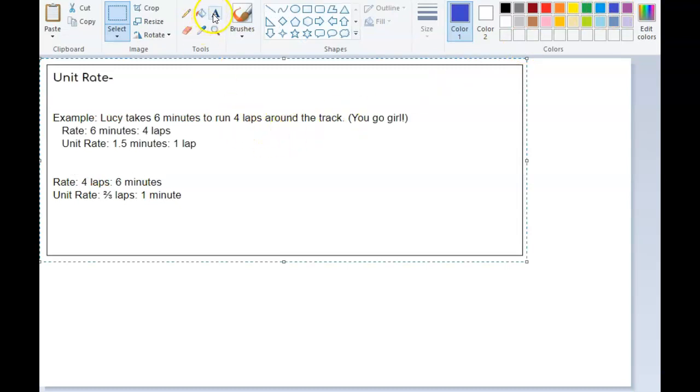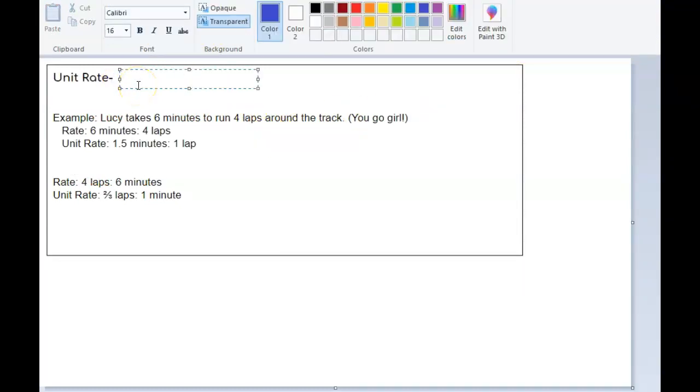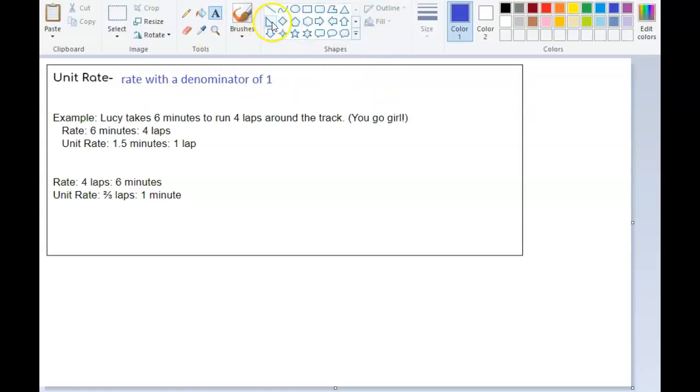And our other important word was unit rate. So what's a unit rate? Well, it's a rate with a denominator of 1. Okay, that is a must. And remember that denominator, okay, it is the bottom of a fraction, or it's the second number, okay? The bottom or the second number.